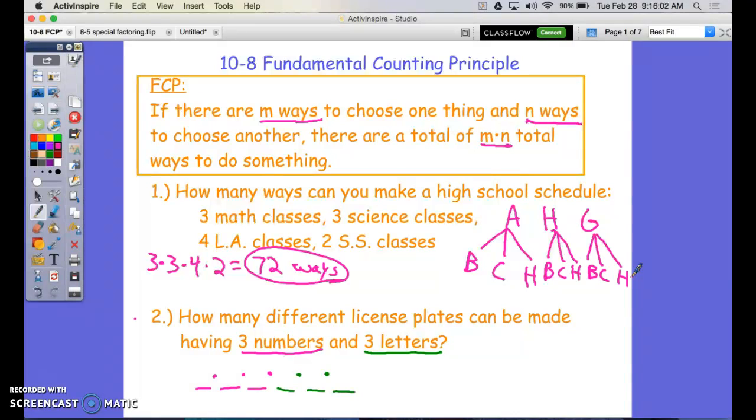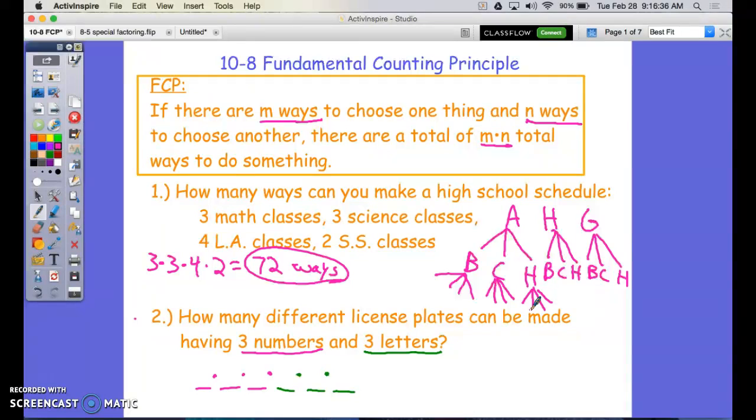Then we would continue on with 4 language arts courses. 1, 2, 3, 4. 1, 2, 3, 4. 1, 2, 3, 4, and so on. By the end of this, after we did the 2 social studies classes, we would have 72 branches on the bottom here. So as you can see, it's getting a little clustered already. I'm not recommending you do a tree diagram, but just to let you know, that is exactly why the fundamental counting principle works. Whenever you multiply those numbers together, you would get that many different ways. And we're going to use that method for a few of the examples here.